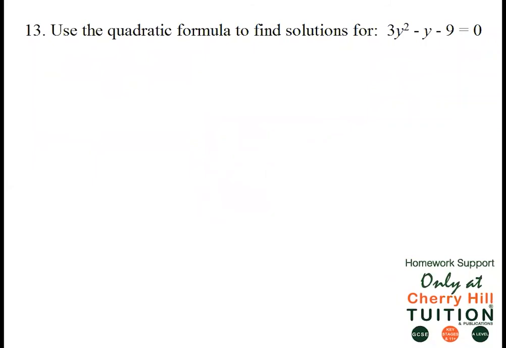Question 13, use the quadratic formula to find solutions for 3y squared minus y minus 9 is equal to 0. So the only difference here is that we are dealing with y's instead of x's, but this is exactly the same thing. So again, we need to write down the quadratic formula, which is x is equal to minus b plus and minus the square root of b squared minus 4ac over 2a.